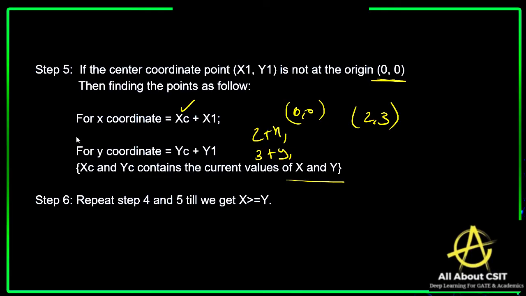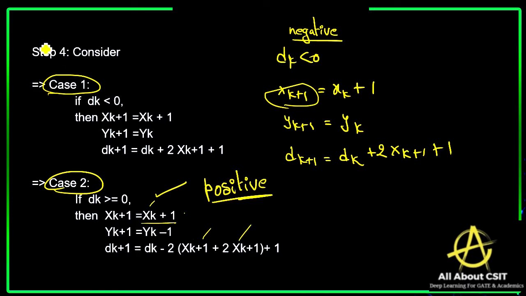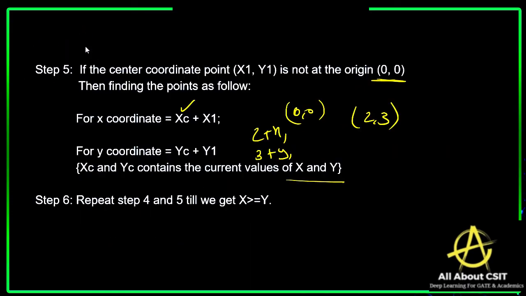So repeat step 4 and step 5, the previous steps, until we get x greater than or equal to 5. Whenever x is greater than or equal to 5, stop working on this and draw the arc on the screen.